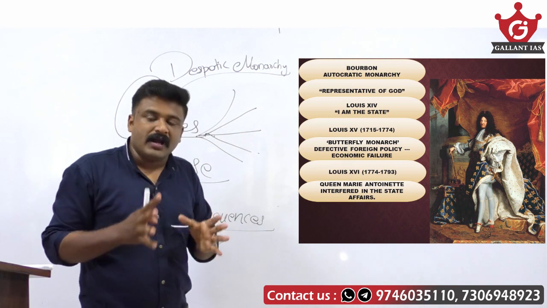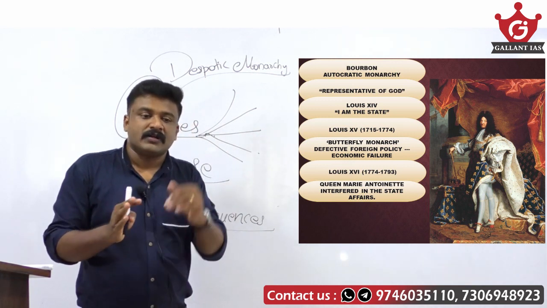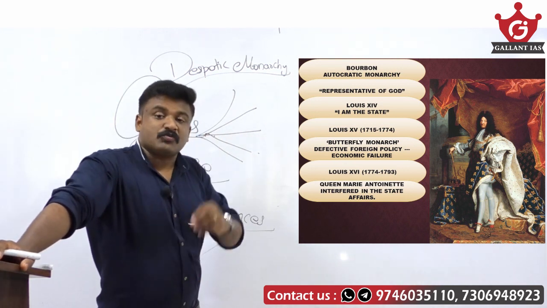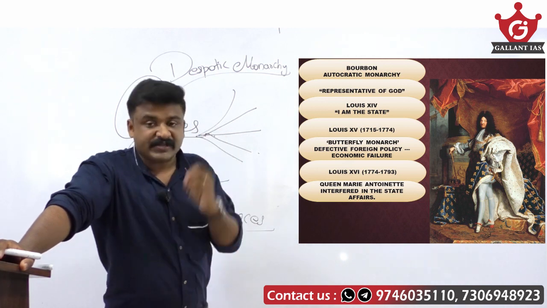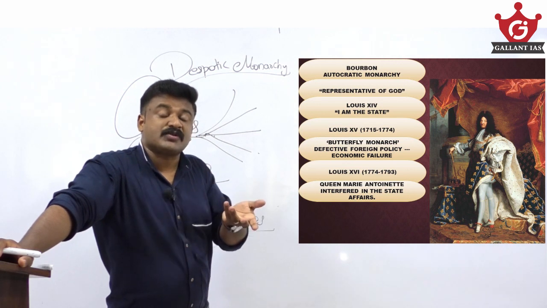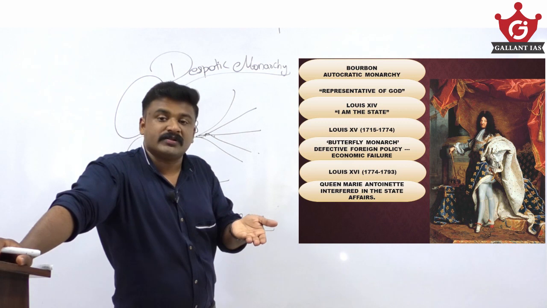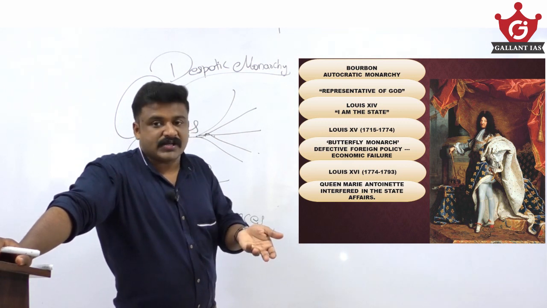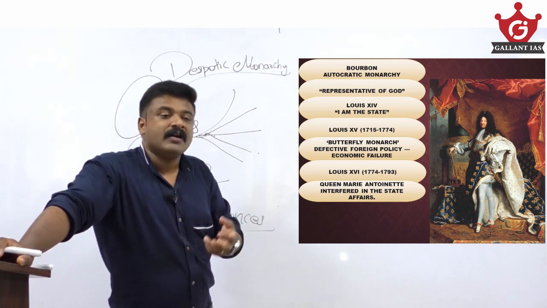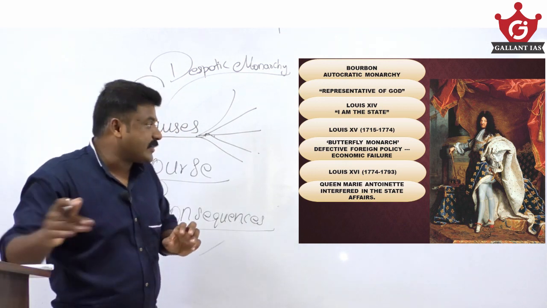Okay, the Bourbon dynasty, it was totally defective. I mean, Louis XV, Louis XVI, even Louis XIV, yes, their administration was a corrupt and defective administration, and also the national expenditure was higher than the national income. And much of this income they spent on their luxuries and extravagances only. The national income was not spent toward the welfare of the people. What they earned was spent on their own luxuries and extravagances only.